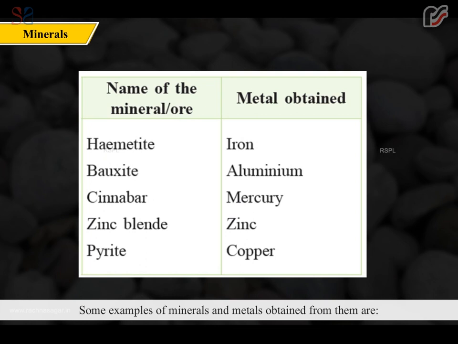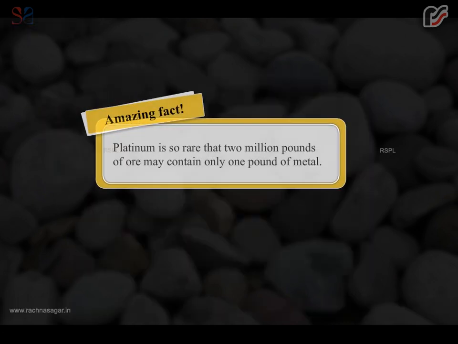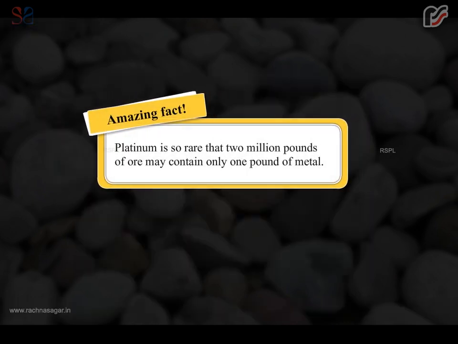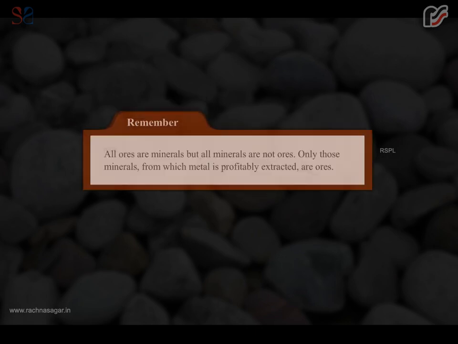Some examples of minerals and metals obtained from them are: name of the mineral or ore, metal obtained. Hematite, iron. Bauxite, aluminium. Cinnabar, mercury. Zinc blende, zinc. Pyrite, copper. Amazing fact! Platinum is so rare that 2 million pounds of ore may contain only 1 pound of metal.